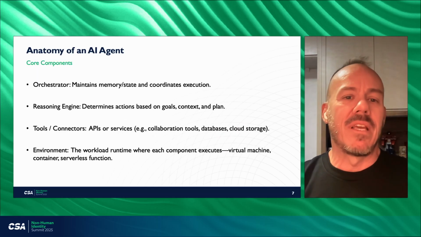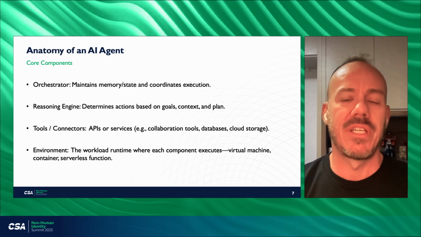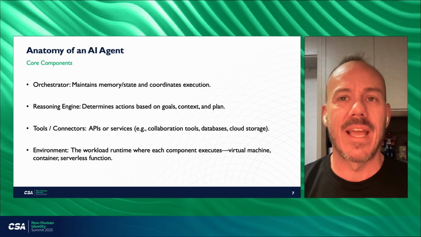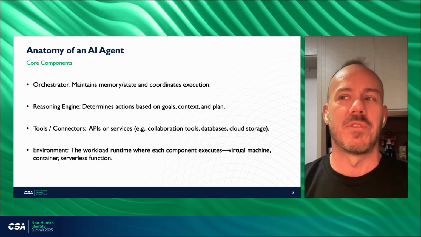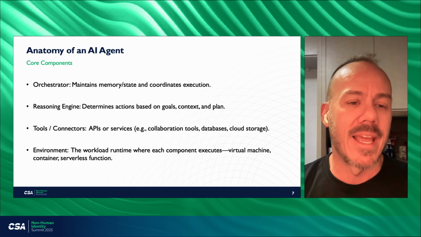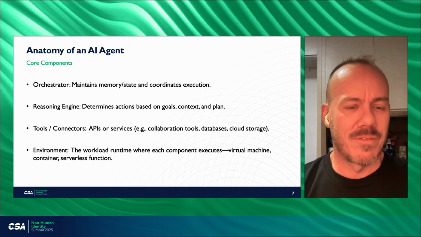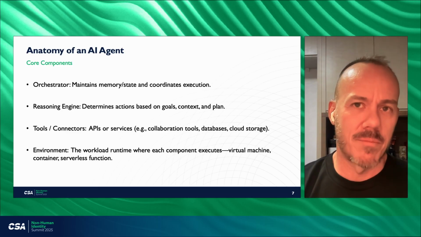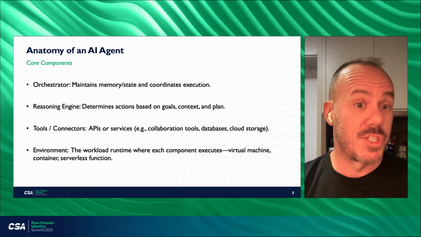So let's look at the anatomy of an AI agent, the core components. There's a lot of terminology floating around about AI agents. It's evolving very rapidly in terms of not only architectures, but just the way people think about AI agents. I'll describe these high level parts using this terminology, and then we'll apply some of that to more standardized terminology later. But first, there's really an orchestrator.